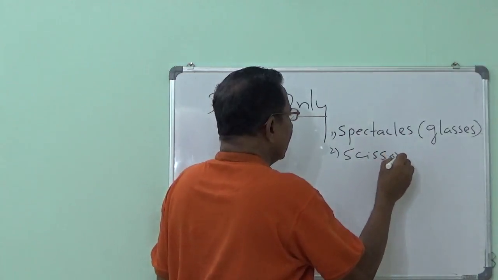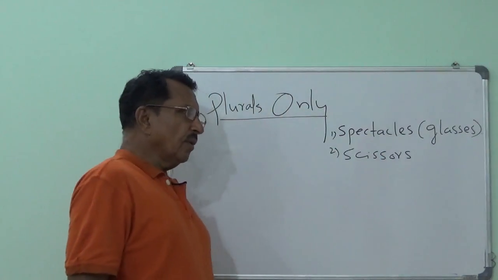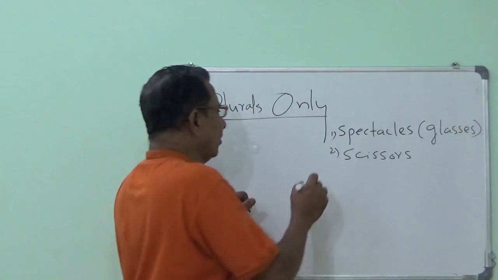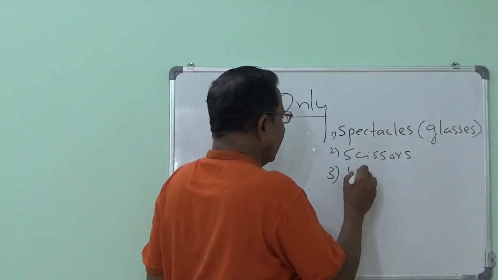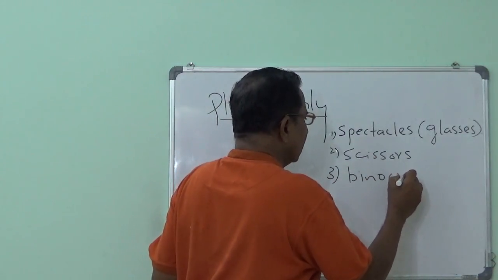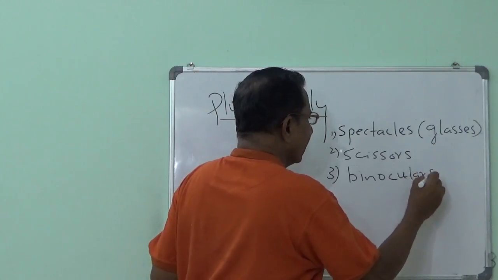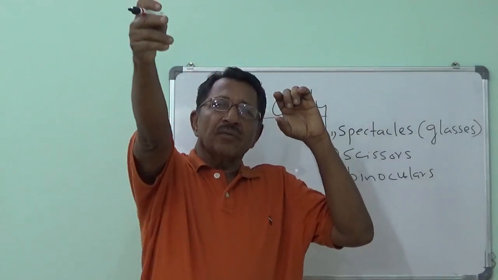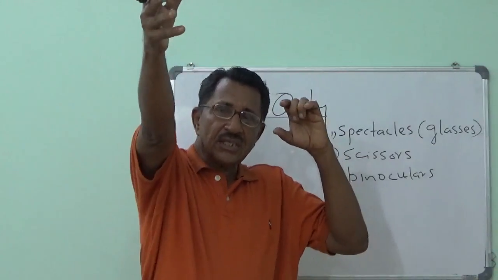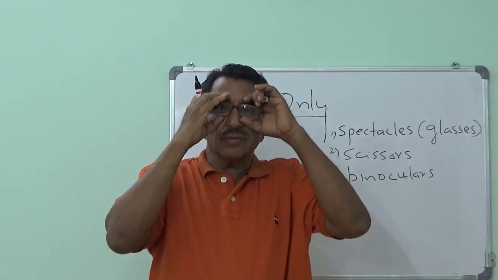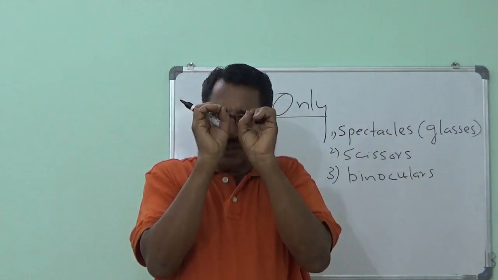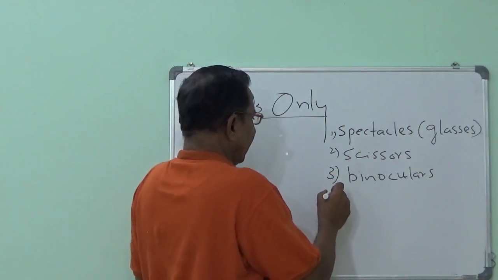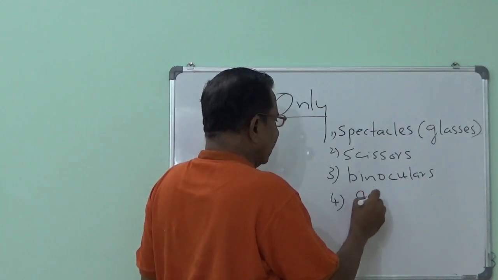Because just now I told you, they have got two parts. If you have only one part, you cannot do anything with that. Like that, you have got another word, binoculars. Binoculars. You have seen those two things like this. You look far away, distant things you can see very close if you look at that clearly. You must have seen, no? Maybe you may have one, I think, spectacle, binoculars. And the fourth one is goggles.